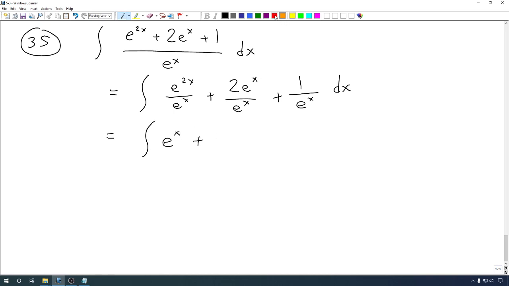Here, we can actually just go ahead and flat out cancel the e to the x's. We just have a 2. This one doesn't have any nice simplifications right away, and we kind of don't want to leave it as 1 over e to the x. Might not know what to do with that one, but we can write this instead using negative exponents. We can write this as e to the minus x.